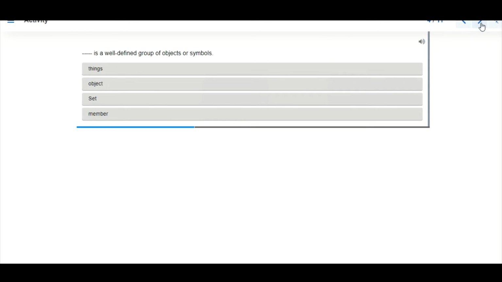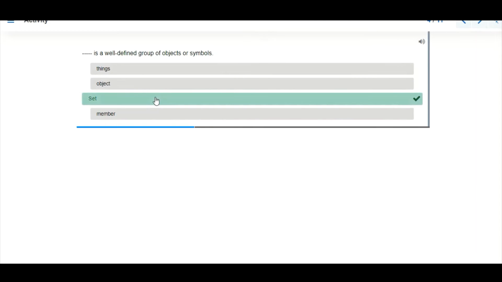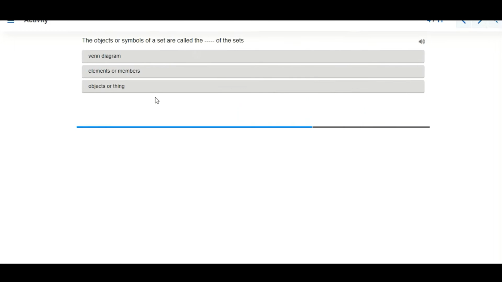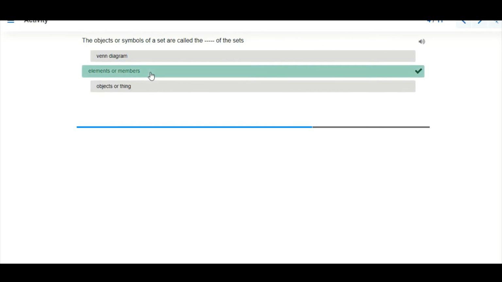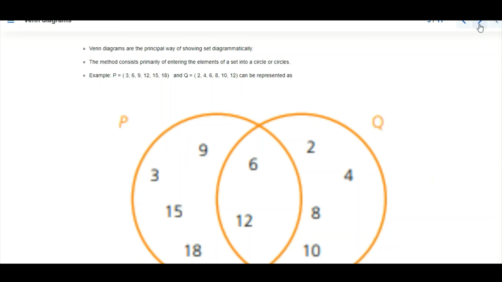Now we have an exercise here. Dash is a well-defined group of objects or symbols. I believe that should be what? Set. A set is a well-defined group of objects or symbols. So we are good. Now the objects or symbols of a set are called what? I believe that should be elements or members. Let's check. Wow, that's good. We are good. Let's look at the next slide that we have here.